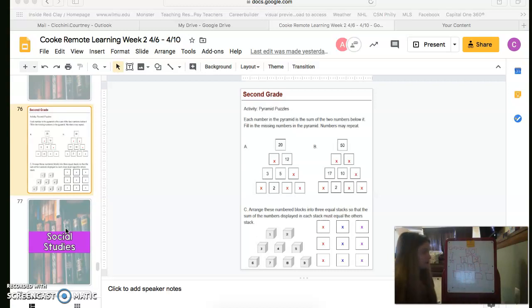Now I need to do this one. I have 12 and 5, but I don't have my unknown add-in. So I have to think. 5 plus what number gives me 12? So again, maybe you count up or you can count back. I'm going to count up. 5, 6, 7, 8, 9, 10, 11, 12. I get 7 there.